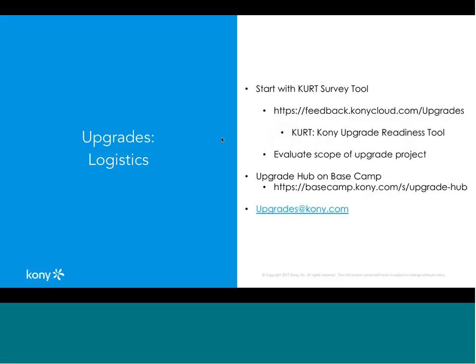Here are the logistics to pursue an upgrade. So you can start with the CURT survey tool. CURT is the Kony upgrade readiness tool, and it basically allows you to identify steps you need to take before you embark on the upgrade. That way you know how to plan and scope your project. And the upgrade survey tool basically lets you work closely with us to do the scoping of your upgrade project. You can find all details on upgrade on Basecamp as well, on the upgrade hub. And for all upgrade related questions, you can write to us at upgrades@kony.com.